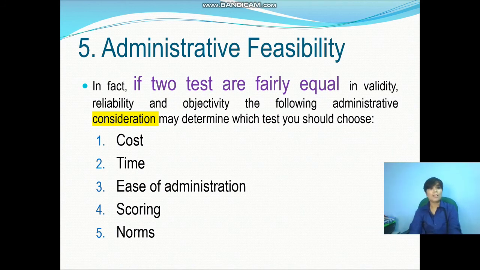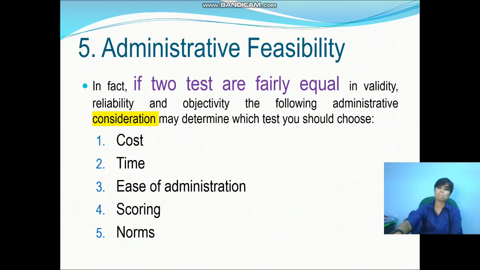Second one, time. Do you have time? Okay, and then, how easy is it? Do we need an expert to conduct it, or does it need only a general instructor? Okay, and the scoring: is it available or not, is it easy to score, and the norms, right? So administrative feasibility should be taken care of as a factor in selecting a good test.